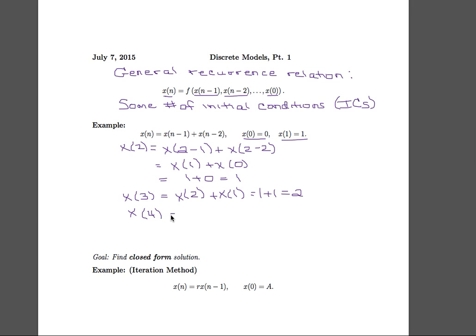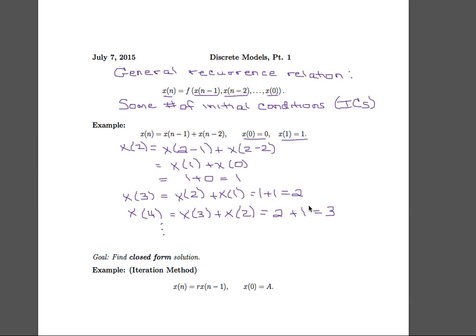X of 4 is going to be x of 4 minus 1, which is x of 3. And x of 4 minus 2 is x of 2. X of 3 we saw was 2, x of 2 we saw was 1, so we're getting x of 4 equals 3. And we could continue on as long as we wanted until we get bored. One thing to notice is that every subsequent term in this recurrence relation is defined by the sum of the previous two terms, and that should sound familiar to you if it hasn't already started ringing some bells.